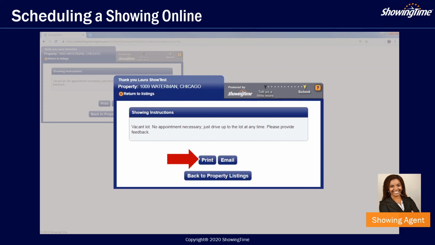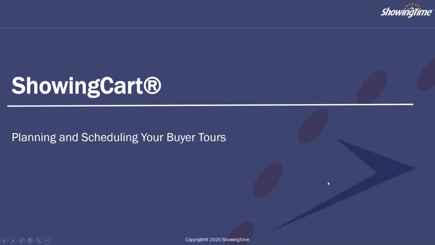And as well, the system's going to gather feedback for you automatically. Right, so those were the 3 different ways you can configure your listings as a listing agent and how to schedule individual appointments in Paragon.